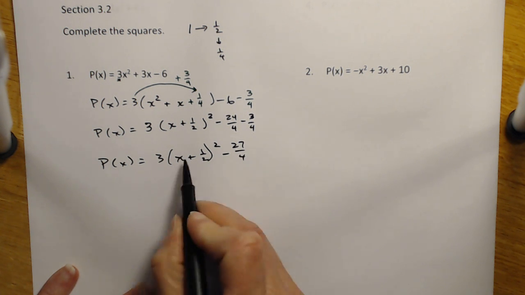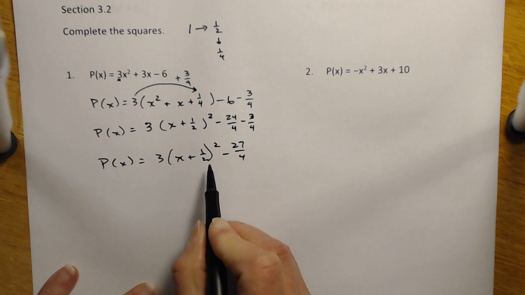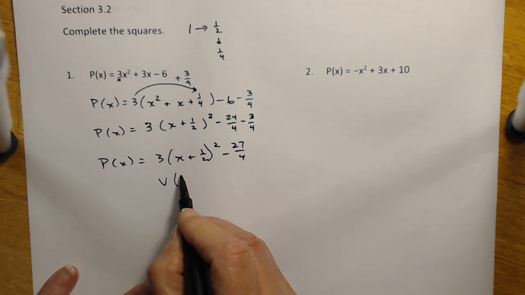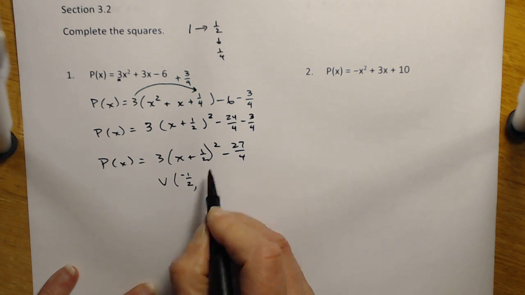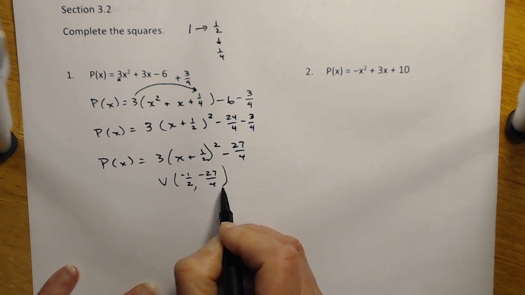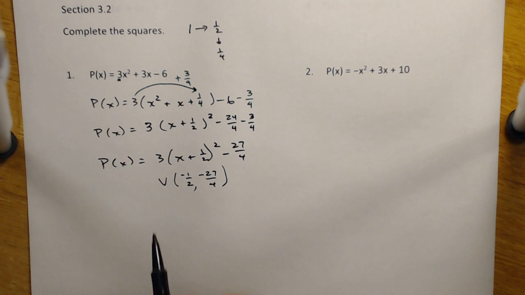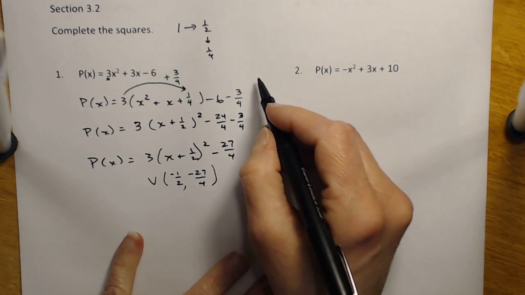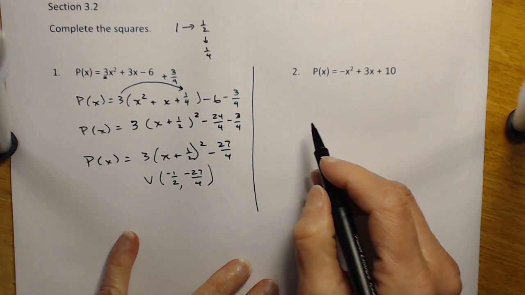And again, the advantage is I can now see my shifts that happen to my squaring function. So it went left 1/2, so my vertex moves back to negative 1/2 and down to 27/4. It's being multiplied by 3, which puts a stretch on there, but it's positive, so it's not flipping. It would still open up. All right, so let's do this for a few more.